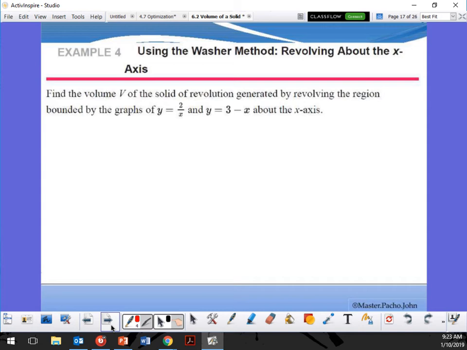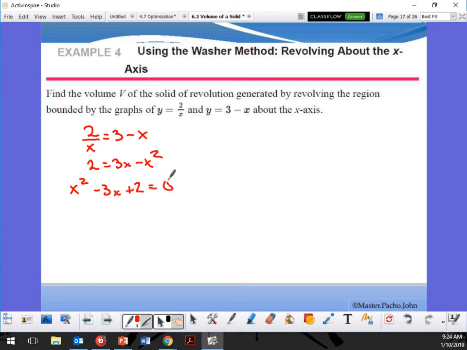Yes, they do intersect, so it's bounded by each other, right? I know that those two have to be equal. So it's going to be 2 over x equals 3 minus x, multiplied by x. So it's 2 equals 3x minus x squared. So it's x squared minus 3x plus 2 equals 0.